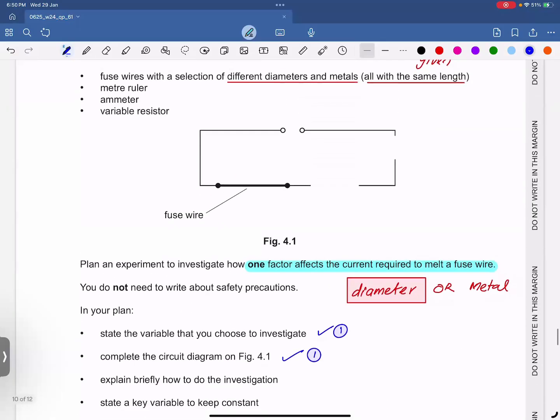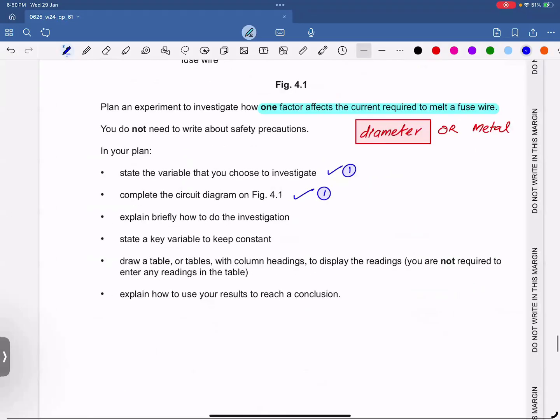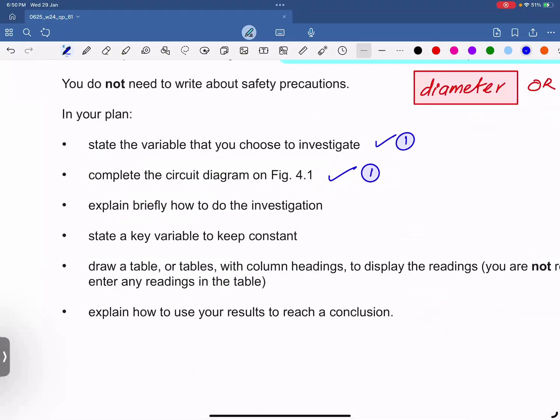Okay. So circuit, certainly we need to have an ammeter to measure the current until it melts, and we cannot change the current unless you have a variable resistor. Why do we need variable resistor? To keep increasing current until the fuse wire melts. Okay, circuit is completed, 1 mark. Variable done, 1 mark. Explain briefly how to investigate. This can give you maximum of 2 marks this time. Let's see what to do.